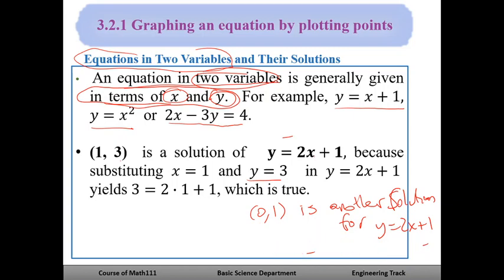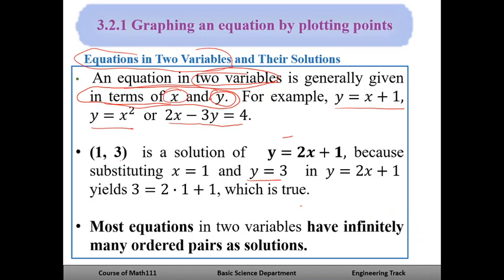Now, can we find more? Yes, we can find more. Indeed, equations in two variables generally have infinitely many solutions. So most equations in two variables have infinitely many ordered pairs as solutions. The solutions are ordered pairs: one is for x, the other one is for y.